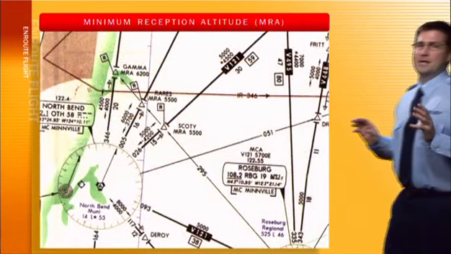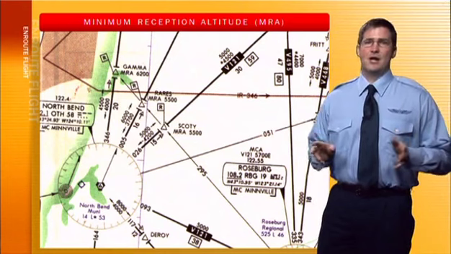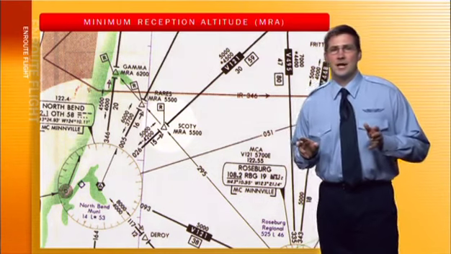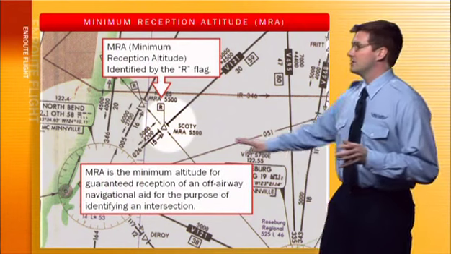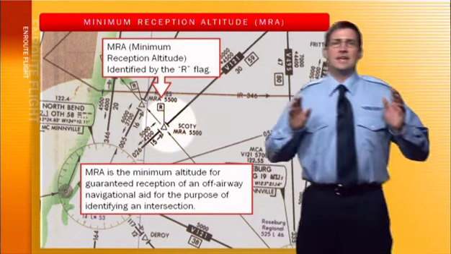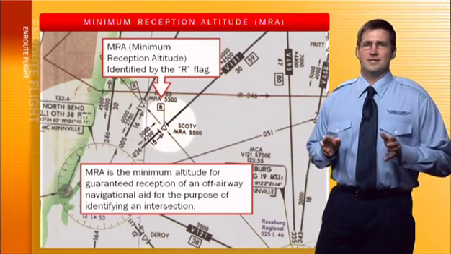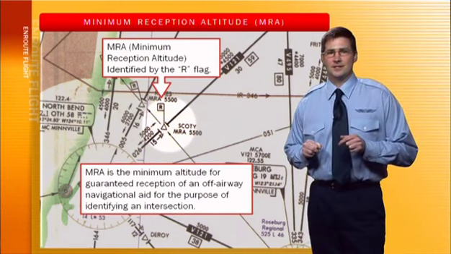When aircraft must be at different altitudes to guarantee radio reception, a minimum reception altitude, or MRA, is used. An MRA is shown with this flag that you see right here. The MRA guarantees the pilot can receive an off-airway navigational signal.